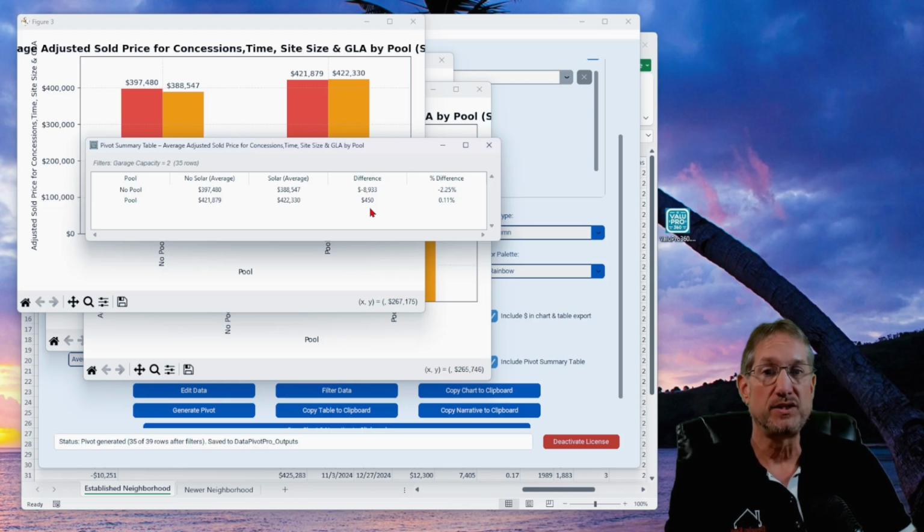That's not a bad adjustment. That's just the market telling you something. When a feature goes negative, it doesn't mean that the feature has no value. It means you're in the wrong segment of the market to measure it. So same data set, same price, same feature, but the signal changed. Solar stopped looking like a driver of value and started looking like a passenger.